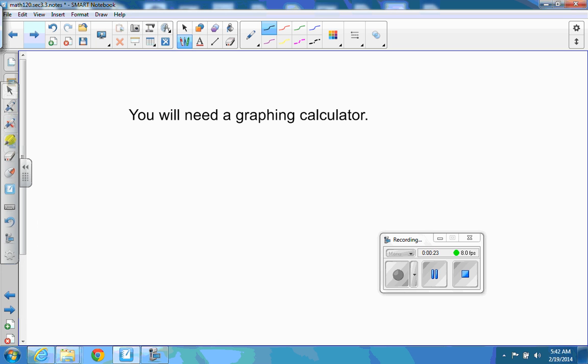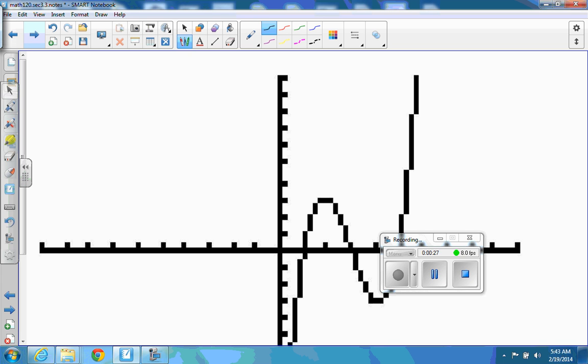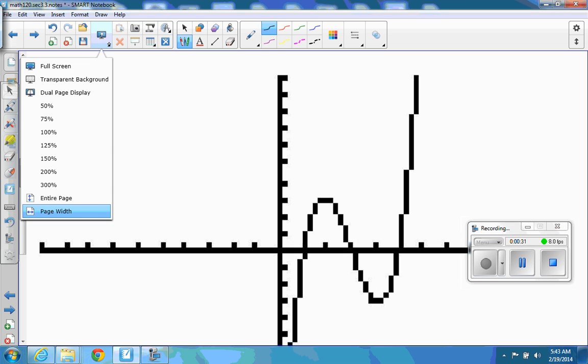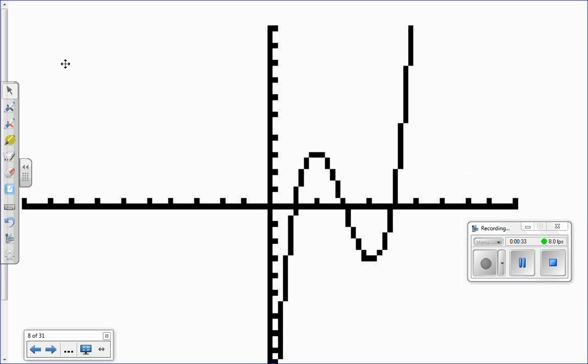Let's get a graphing calculator, and let's look at this particular graph here. We recognize this is a polynomial function. We're looking at the end behavior, and we see that this has to be an odd degree with a positive leading coefficient.